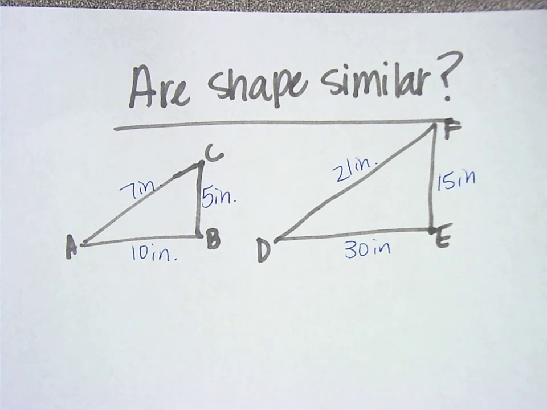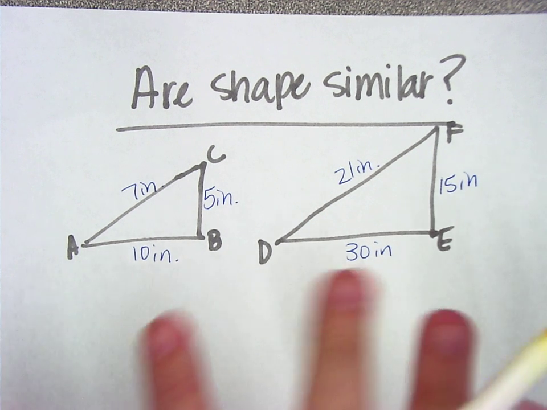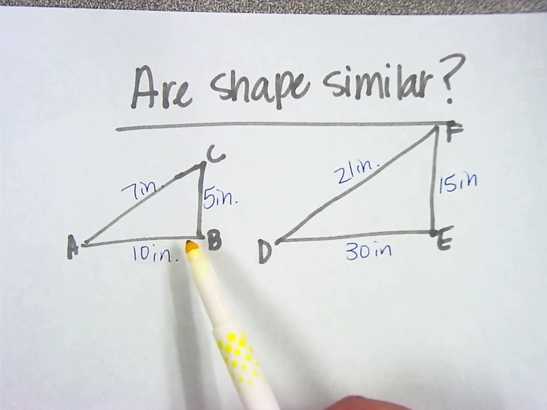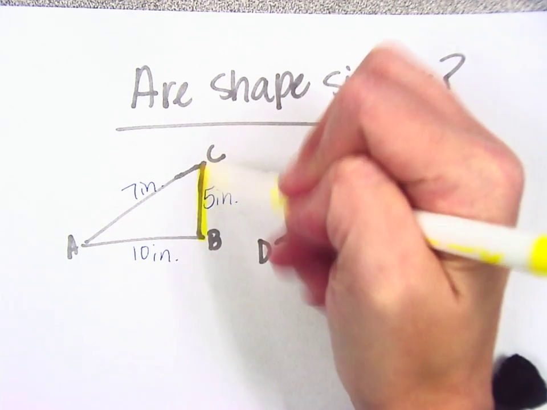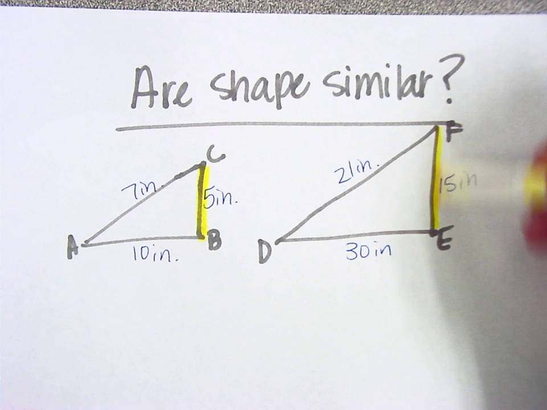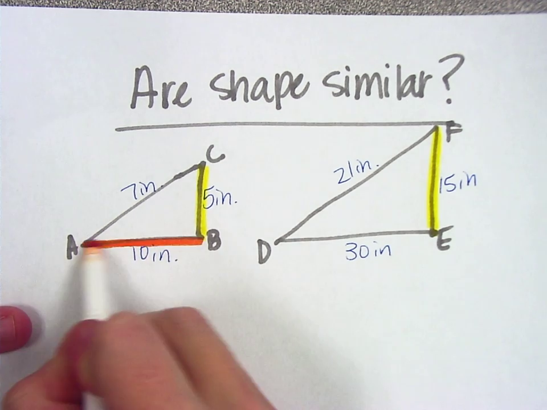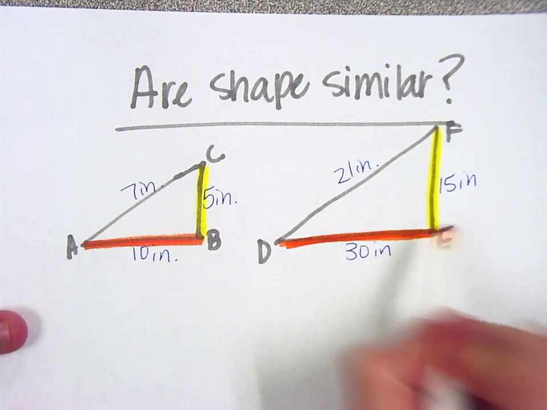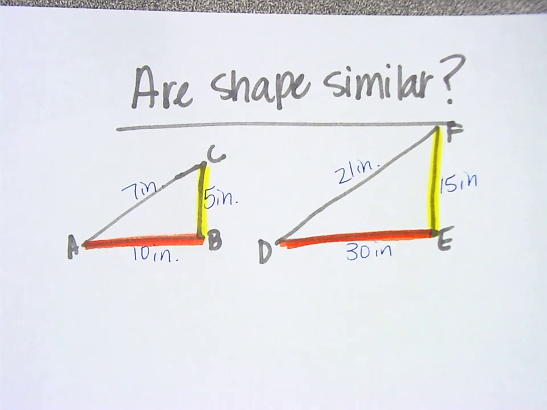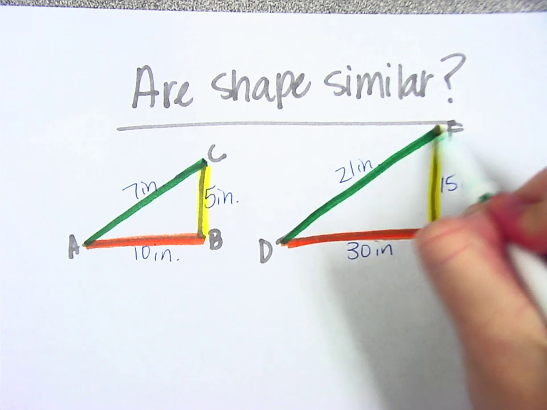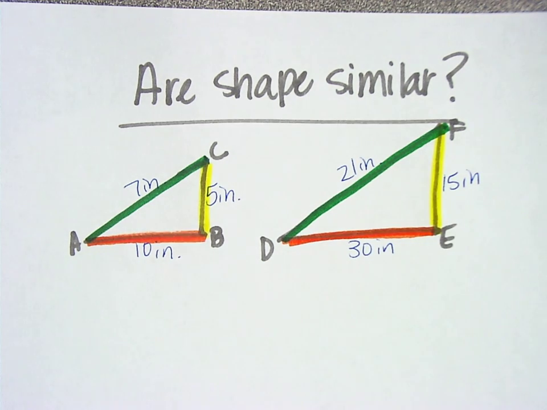So the first thing that we're going to do is color code our corresponding sides. These two shapes are sitting and facing the same exact way. So our right angles are right here. So it's easy to see that BC corresponds with EF. So I'm going to color those both yellow. The bottom of our triangle is sitting at AB and DE. So I'm going to color those orange. And then my hypotenuse, which is AC, DE, or DF, I'm sorry, I'm going to color green.